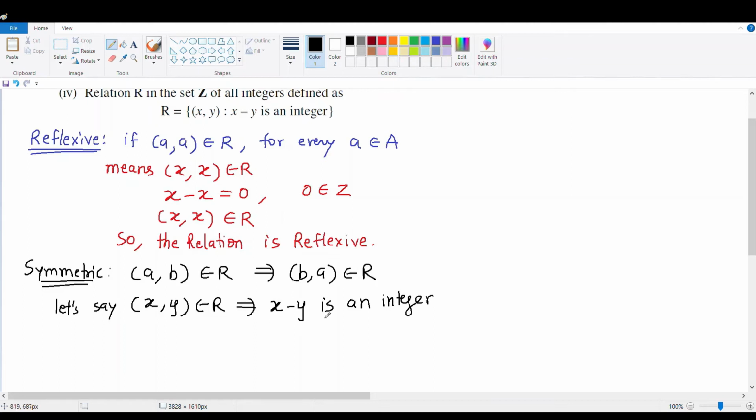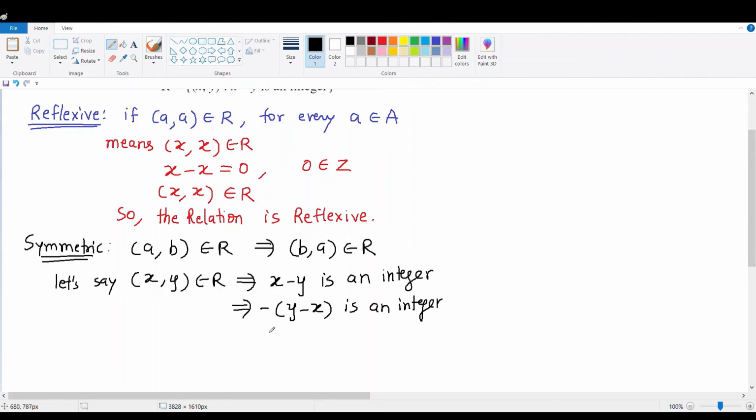If x minus y is an integer, I can say that negative of y minus x is the same thing, right? See, x minus y or negative of y minus x. If you distribute this negative sign, you are going to get negative y and then negative times negative x, so x minus y. So this is exactly the same. So if x minus y is an integer, then negative of y minus x is also an integer, because they are the same thing.